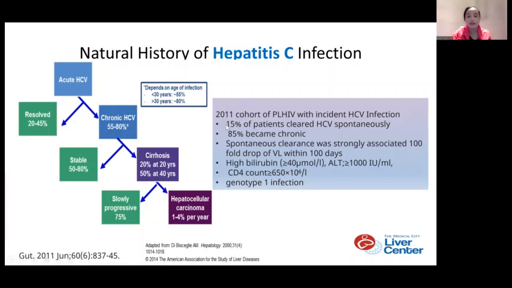However, in the setting of HIV, only 15% in this cohort clear their hepatitis C virus spontaneously, and 85% of patients became chronic. This risk to become chronic actually worsens in patients who have a lower drop in their viral load within the first 3 months of being infected with hepatitis C, and if their CD4 counts are lower.